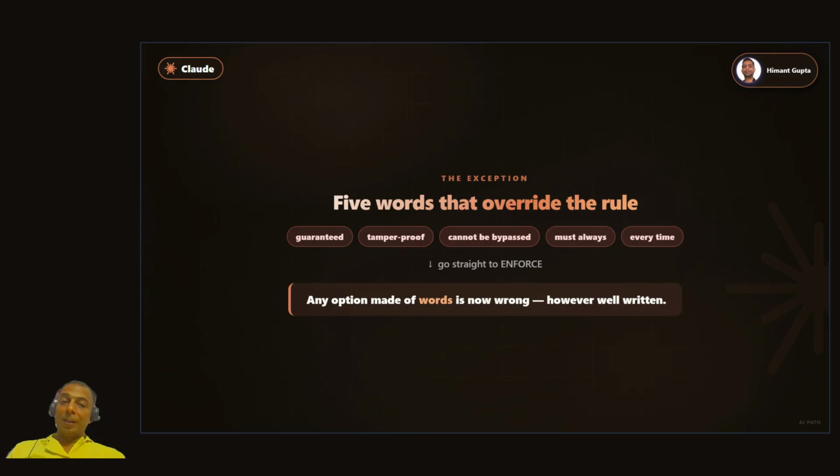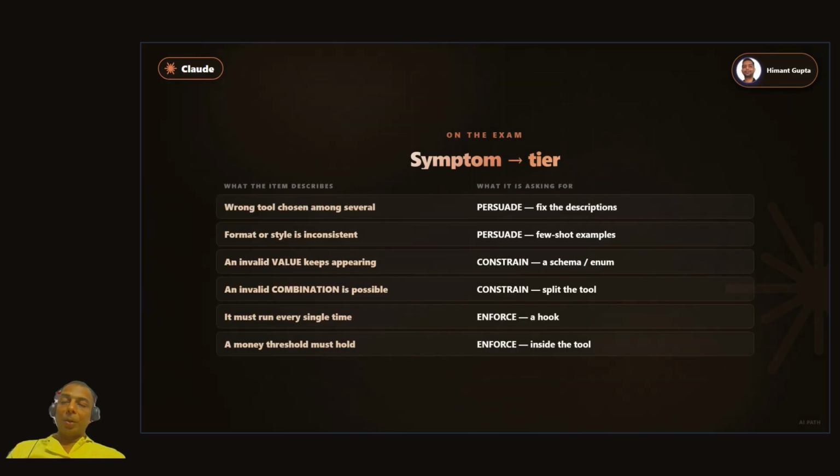Words like guaranteed, tamper-proof, cannot be bypassed, must always, every time. When you see those, the examiner is telling you that a sign is not acceptable. So go straight to enforce. Any option made of words or persuasion or constrain is now wrong, no matter how well written it is. Underline that in your notes. It converts a judgment call into a lookup.